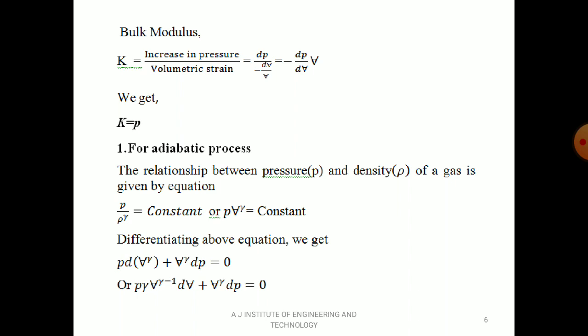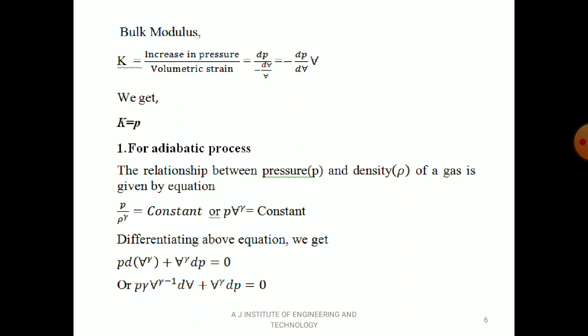So what is the differentiation of V to the power gamma? V to the power gamma means gamma into V to the power gamma minus 1. That is the differentiation of V to the power gamma. Similarly into dV. So differentiation of P V to the power gamma becomes gamma into V to the power gamma minus 1 into dV plus V to the power gamma into dP, that is as it is, that is equal to 0.